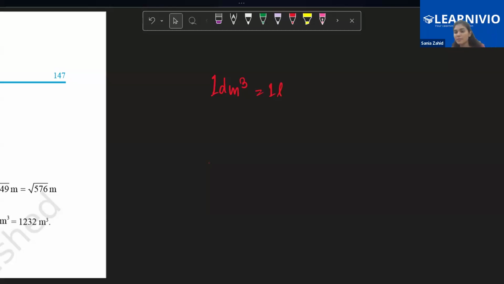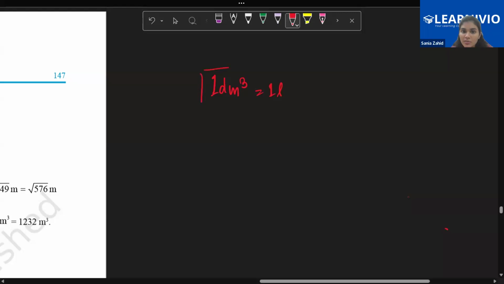Okay, children, I've dropped the message to the team. By the time, please look here. So I was telling you conversion. 1 decimeter cube is equal to 1 liter. Now, children, this I explained to you in the last class. You remember? Now, what you will do is, whenever you have to see, do you know this table?